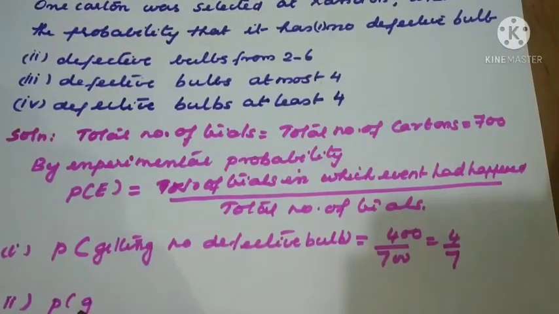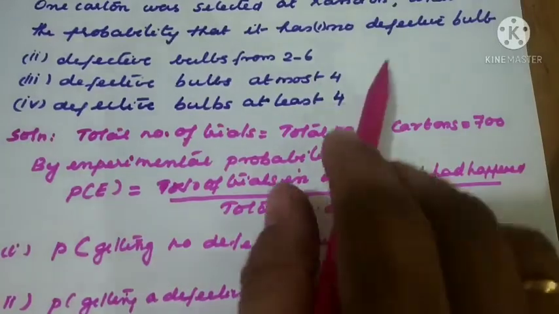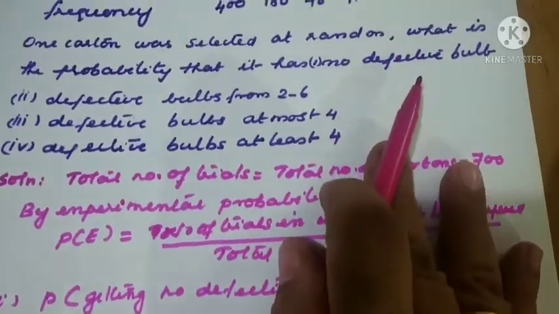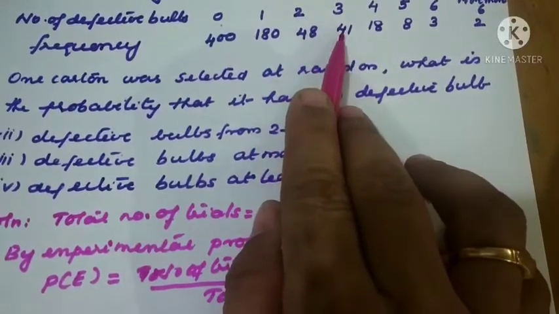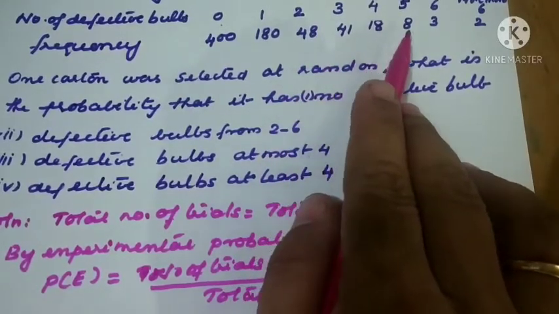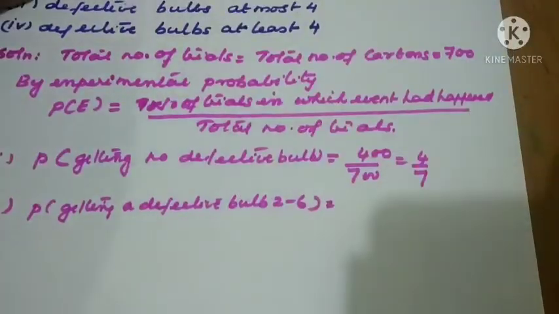Probability of getting a defective bulb from 2 to 6. Two to 6 means against 2, what is the frequency? Let us see. It is 48, then 41, 18, 8 and 3. So we can write the answers now.